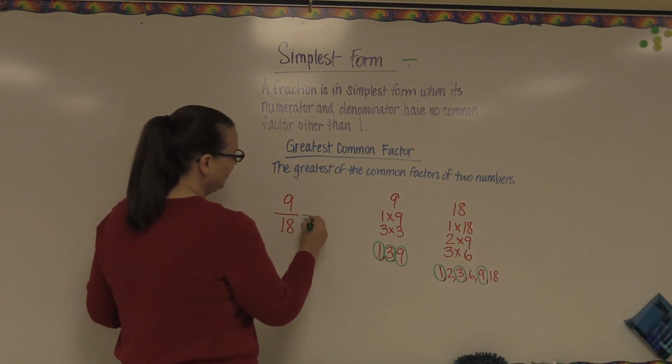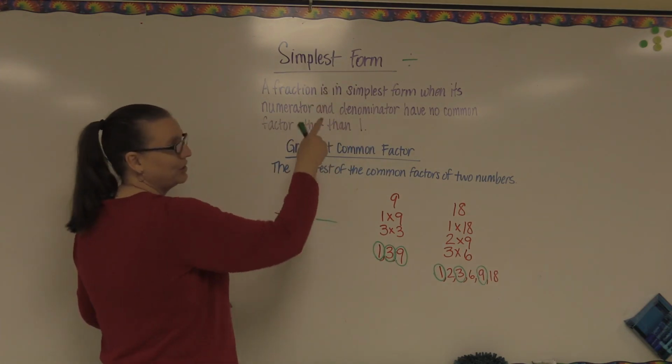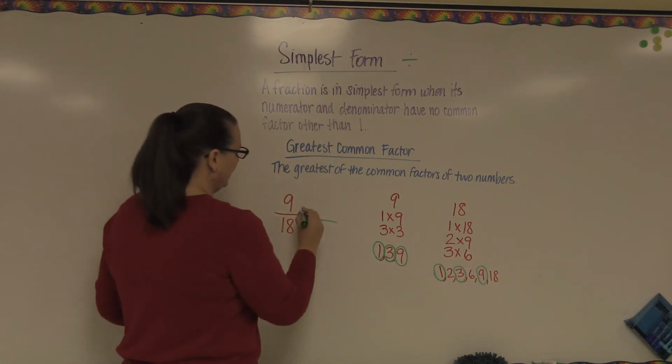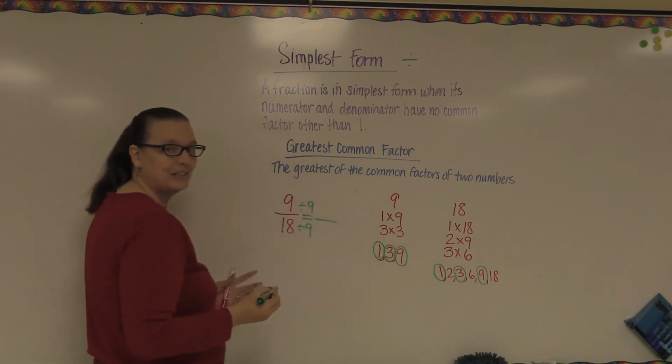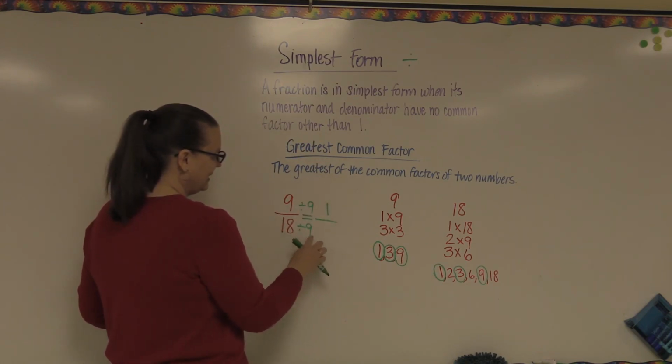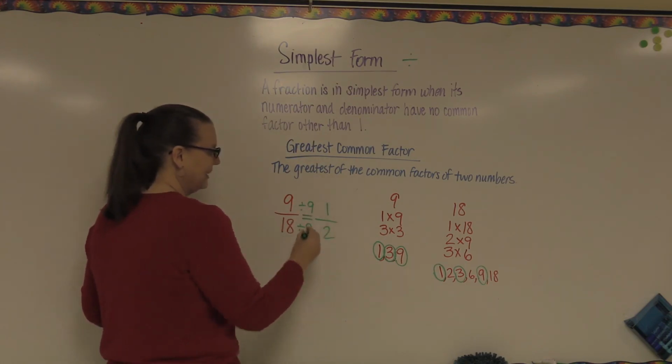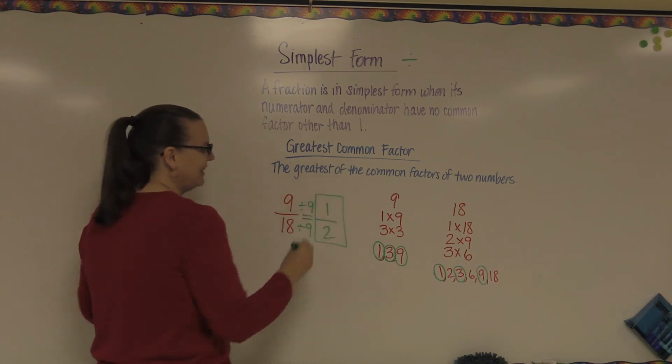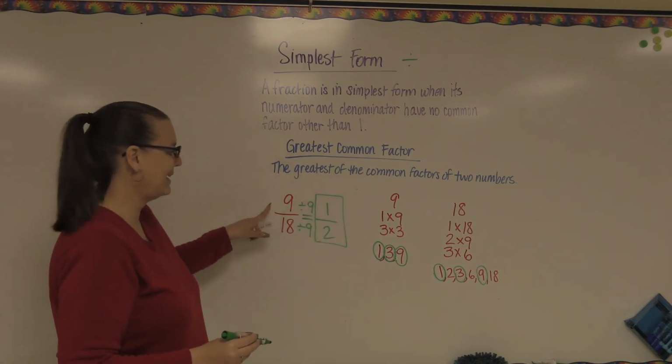So we can come back over here, and we know we're going to use division because we're making it smaller. I'm going to divide the top and the bottom by 9 and see what I get. So 9 divided by 9 is 1, and 18 divided by 9 is 2. So 1/2 is the simplest form of 9/18.